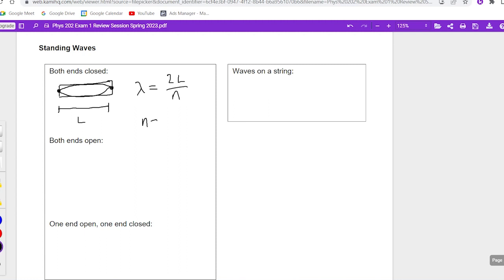And n is going to equal 1, 2, 3, ... Depends on what harmonic you're looking at. It's the harmonic number. N equals harmonic number.